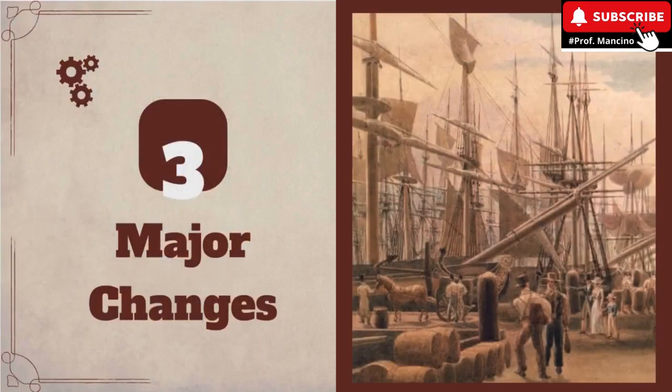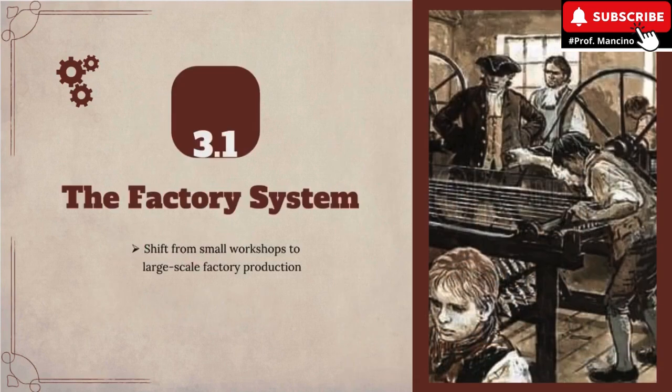The Industrial Revolution brought about major changes in almost every aspect of human life. Let's consider the most important. First, the factory system. Goods were made no more in small, family-run workshops, but in large-scale factories. Clothes, for example, were mass-produced in standard sizes and sold at fixed prices. This increased efficiency and output. As a consequence, basic commodities began to cost less and less.